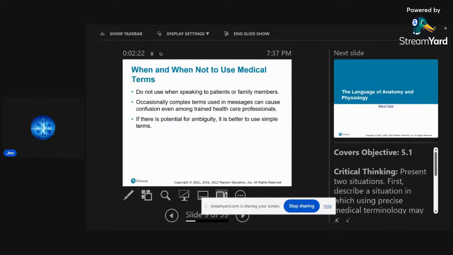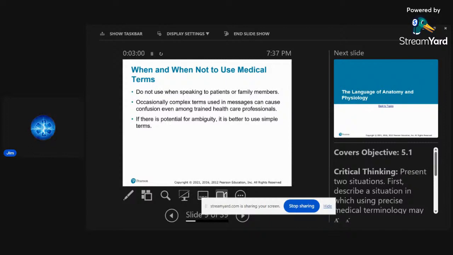When and when not to use medical terms. We do not want to use it when we're speaking to patients or family. That's one way to kind of make yourself look like you're talking down on someone by using these big terms to this patient or the family when they don't understand what you're talking about. Occasionally, complex terms used in messages can cause confusion, even among trained healthcare professionals. And sometimes it's just a matter of mispronouncing one little syllable in that word, and you've completely changed what disease process or symptom you're trying to describe.